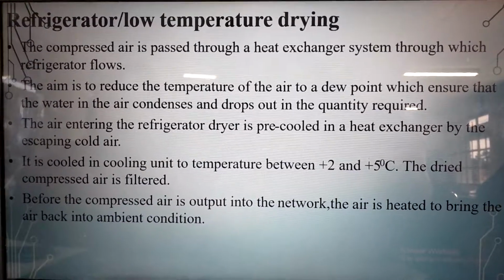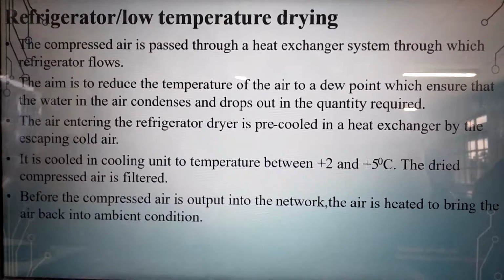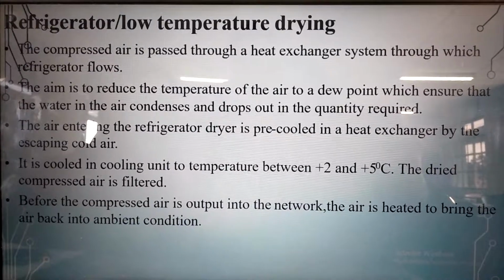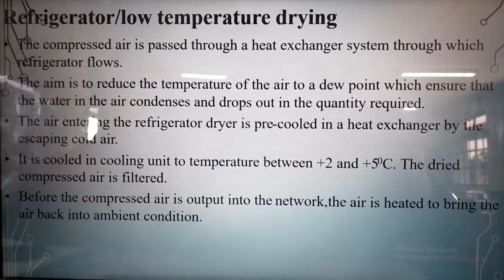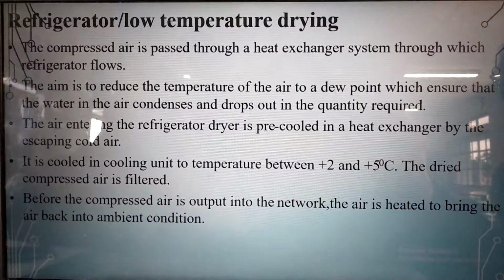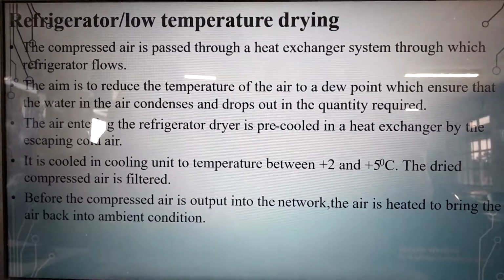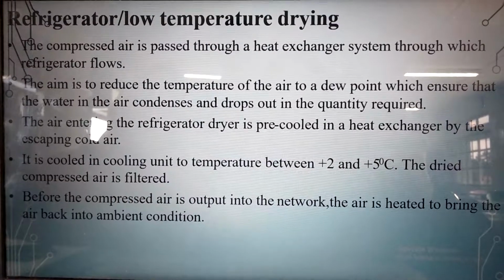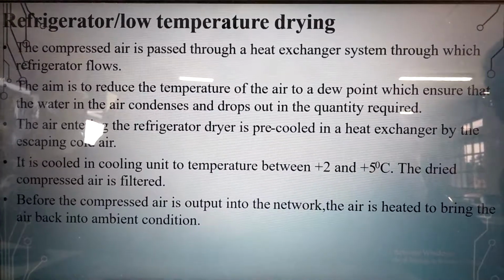Refrigerator or low temperature drying. The compressed air is passed through a heat exchanger system through which the refrigerant flows. The aim is to reduce the temperature of the air to a dew point which ensures that the water in the air condenses and drops out in the quantity required.